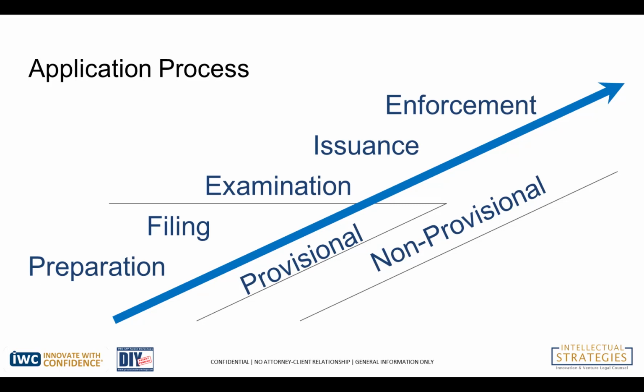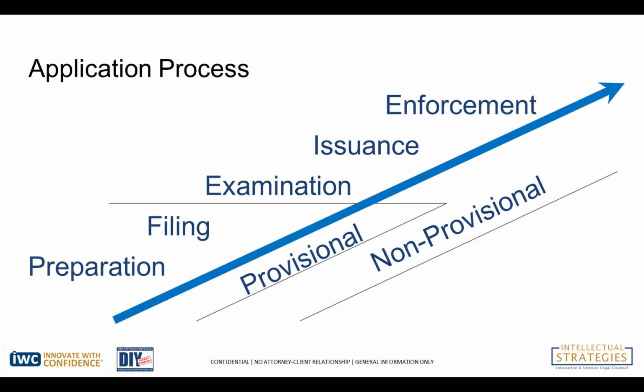You'll really go through these 5 steps: preparation and filing of your patent application. And that's applicable to both provisional and non-provisional patent applications, although the preparation steps for a non-provisional are more significant and substantial and time-consuming than a provisional application. But you'll go through both the preparation and filing stages, and for the provisional application, that will be your final stage.